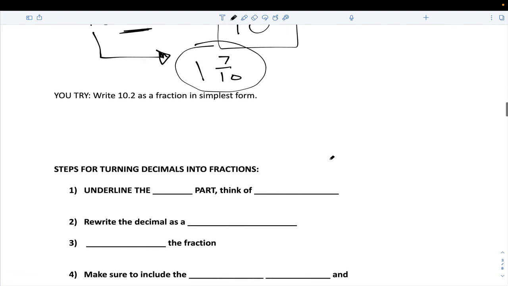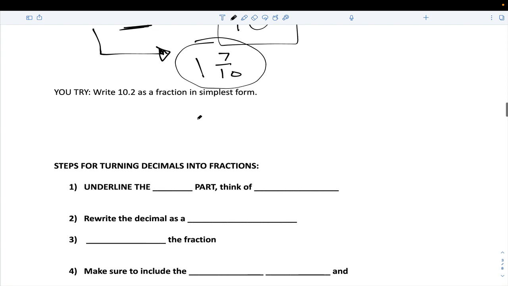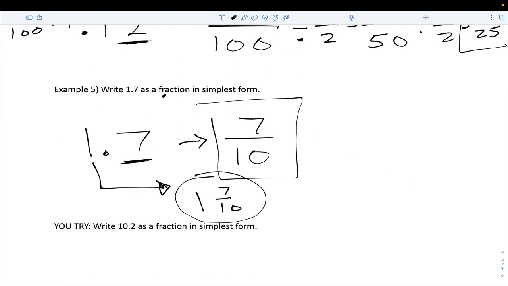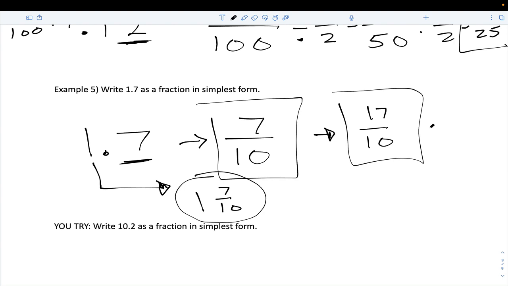Try 10.2 on your own. You have 1 minute. Go. I have the answer. So we're going to do 17/10. This is right. You could put that. Fractions and mixed numbers are pretty interchangeable, so you could do either one, but I'm going to go with the simplest version to be your habit. But I'll take that for now.